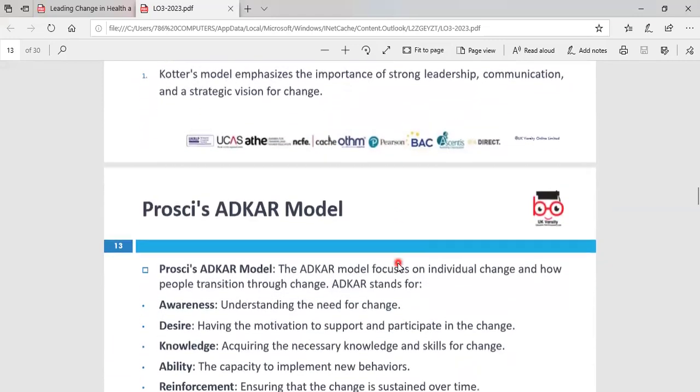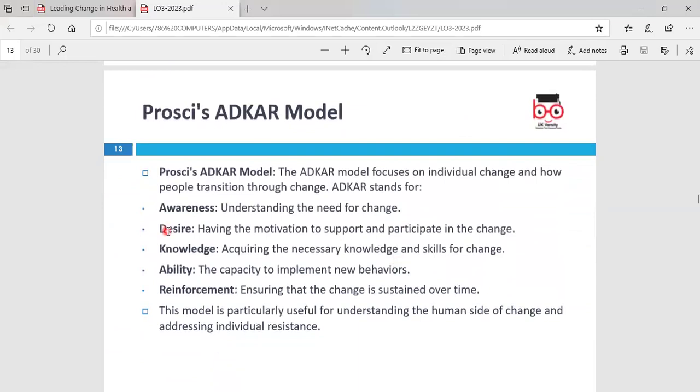Then you have Prosci's ADKAR model. ADKAR stands for awareness, understanding the need for change. You need to make people aware, and you need to be aware of it yourself. Desire, having the motivation to support and participate in the change. Everyone has to have that awareness and that desire. Knowledge, acquiring the necessary knowledge and skills for change. Ability, the capacity to implement new behaviors. And then reinforcement is the last one, where you're ensuring that the change is sustained over time.